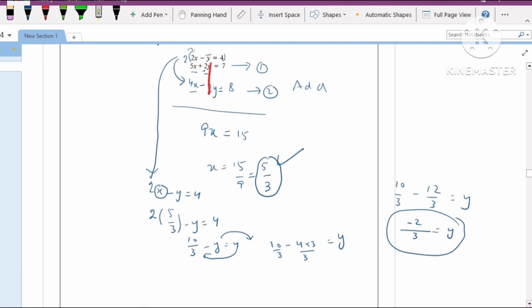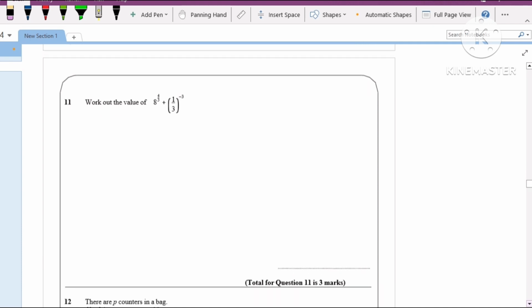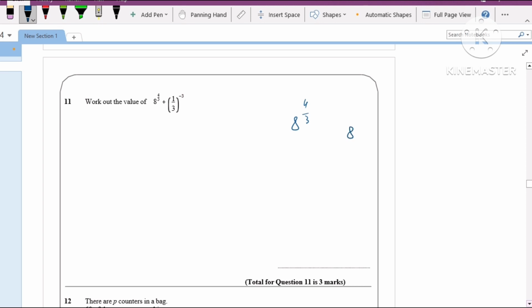Now the next question is question number 11. It's about indices. Remember that whenever the power is given in the form of 8 power 4 over 3, this power 4 over 3 is basically 1 over 3 times 4. 1 over 3 is basically the cube root. So this is basically 8 cube root and power 4, plus 1 power minus 3 and 3 power minus 3, because this power is for both.